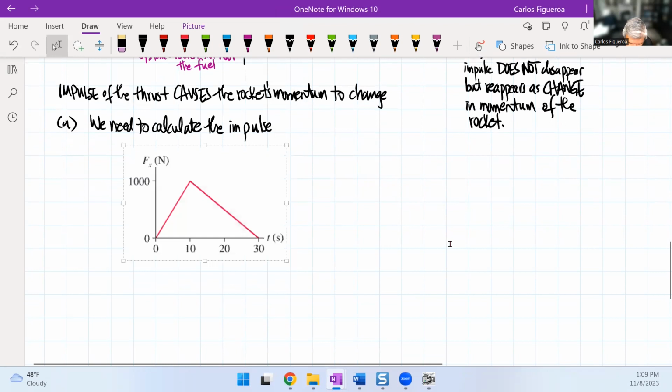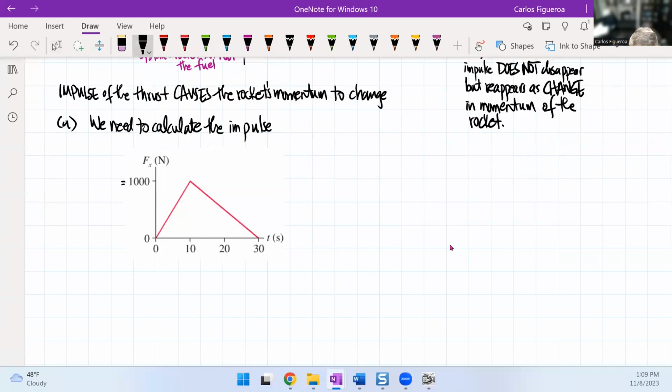Here's my force thrust. Okay. So what do I know about this? For starters, this guy is F max. We can see that from here to here is my contact time. What do I mean by the contact time? That is the time that the thrust is on, and it goes from 0 to 30 seconds. So we can see that my contact time is that amount. Now, what are we trying to calculate? We're trying to calculate this area.